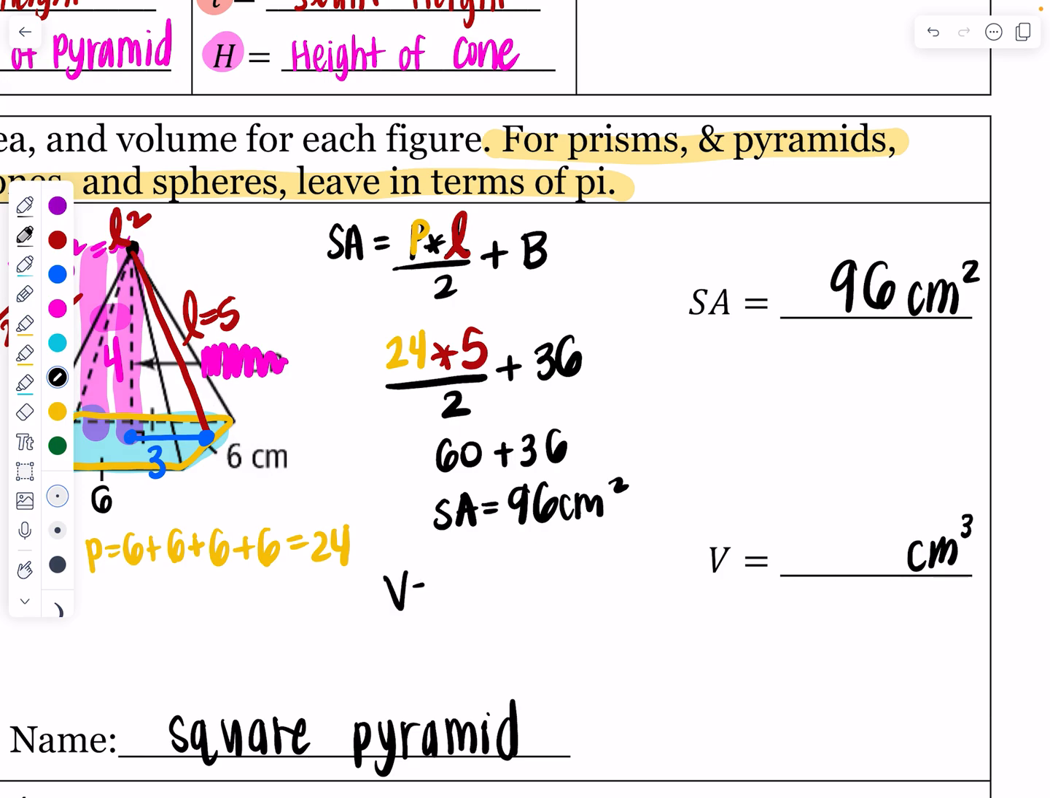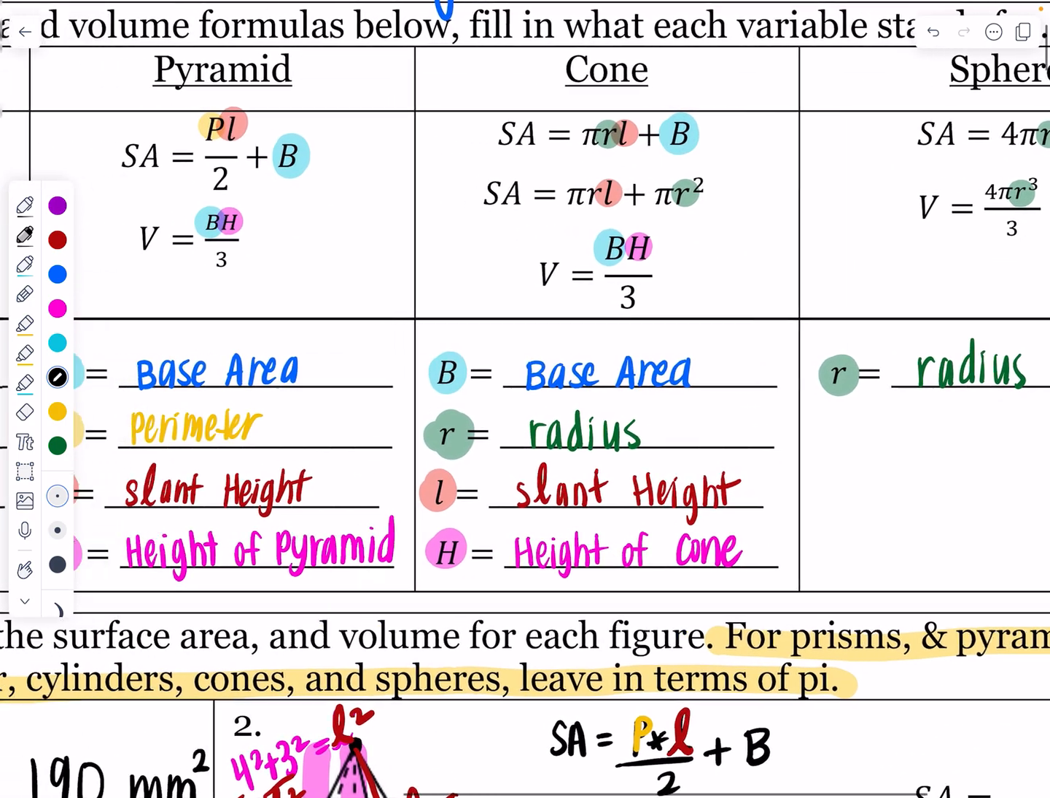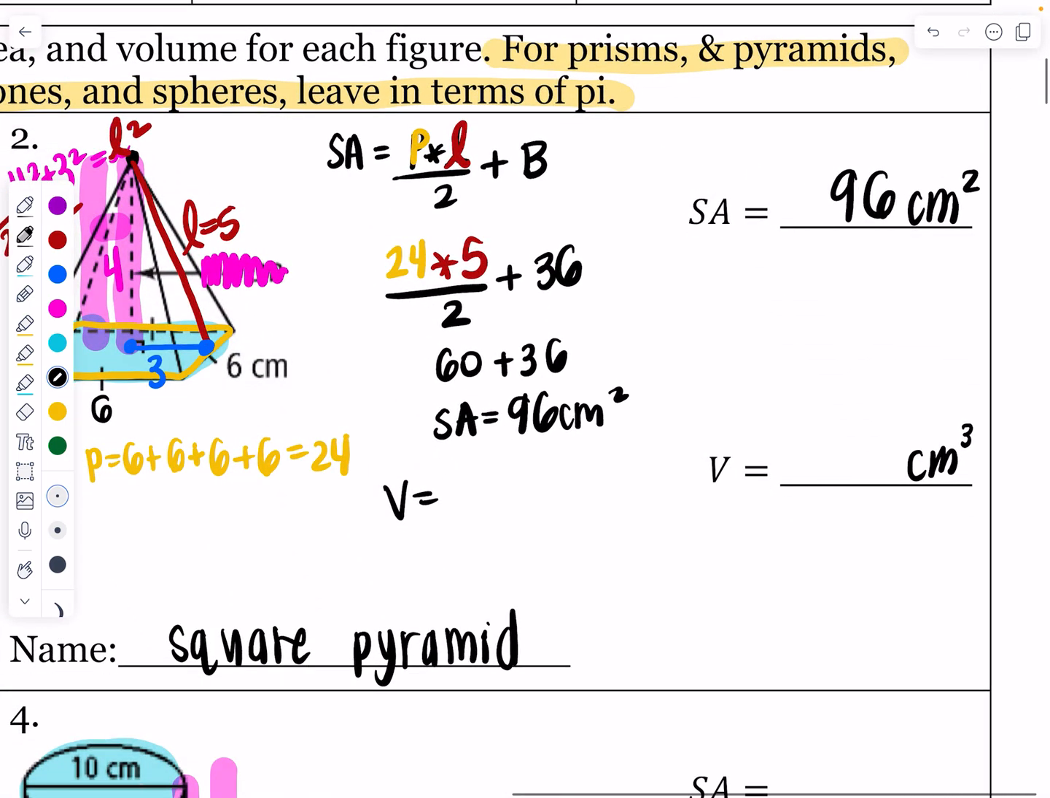Well, now when I find my volume, what's my volume formula? My volume formula of a pyramid is base times height divided by 3. So base, area of the base, times the height divided by 3. Well, thankfully, we've already found the area of the base. What's the area of the base? Same thing as before. That's a 6 by 6 square, so it's going to be 36. Times the height, which I already have. It's that inside height. The height of the pyramid is going to be 4, capital H, and we're going to divide that by 3. So 36 times 4 divided by 3. That's going to give me 48 centimeters cubed of volume for this square pyramid and 96 centimeters squared of surface area.